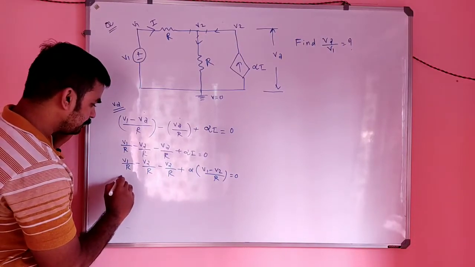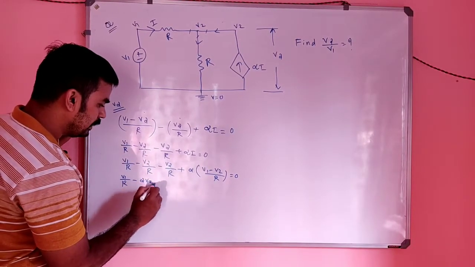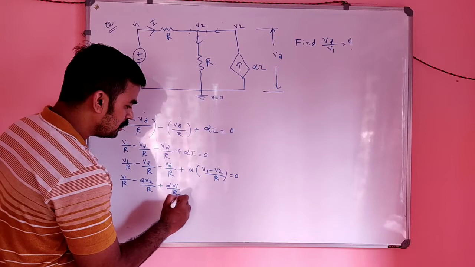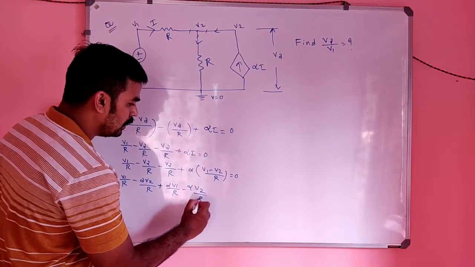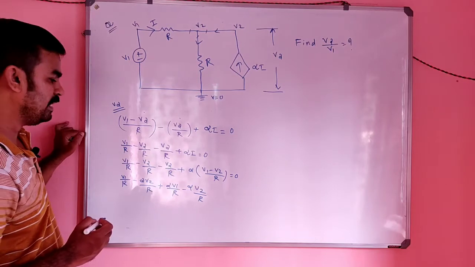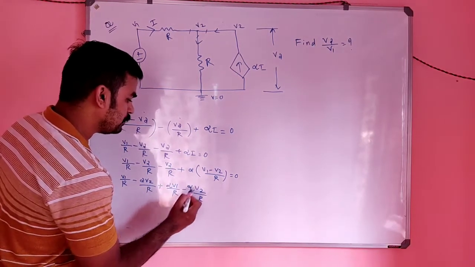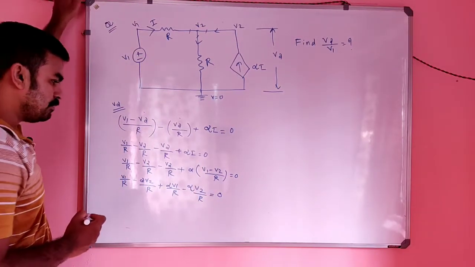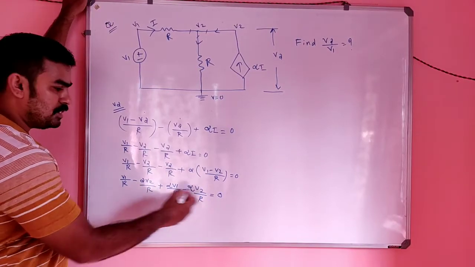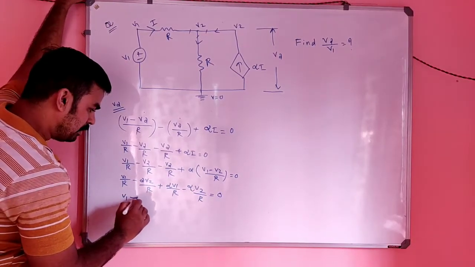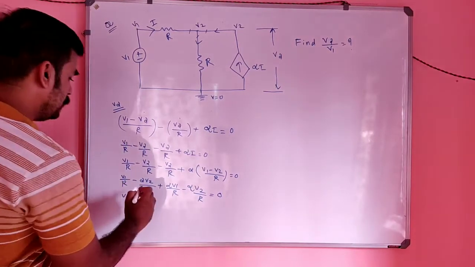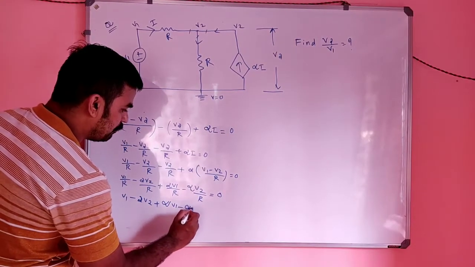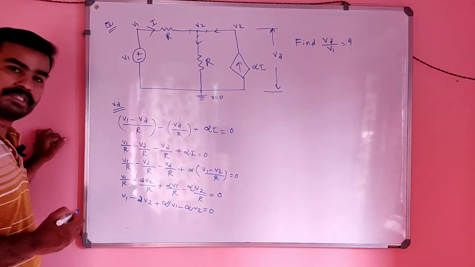See, it will become V1 by R minus 2V2 by R plus alpha V1 by R minus alpha V2 by R, equal to 0, right? Because R is common here, all R will be cancelled. So simply it will become V1 minus V2, minus V2, plus alpha V1 minus alpha V2 equal to 0, right?